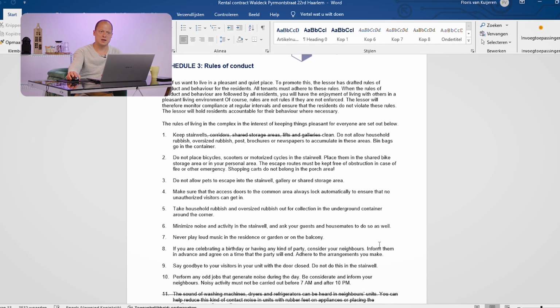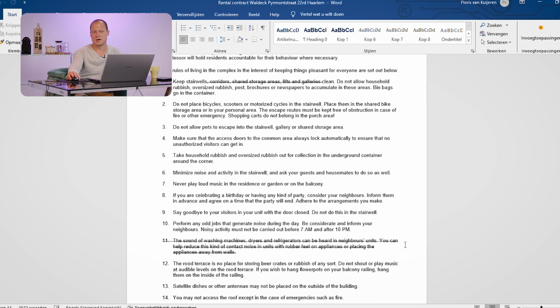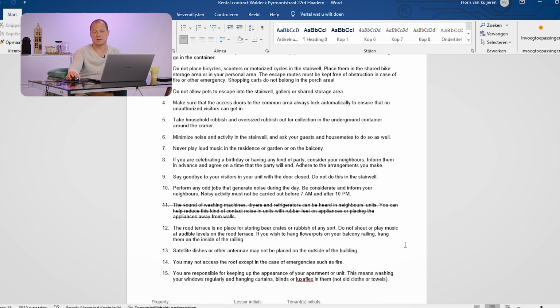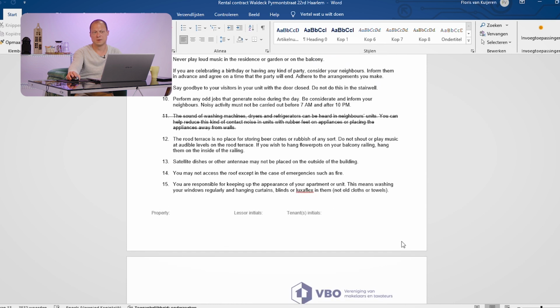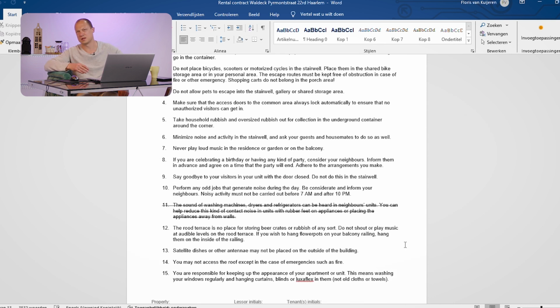Then there are lots of general rules that I won't go into now, but I should always add, if I were you, to the contract. I think most important is that smoking is really prohibited in the property. I think that is really important that you say that the tenants have to make sure that the property is professionally cleaned after the lease.